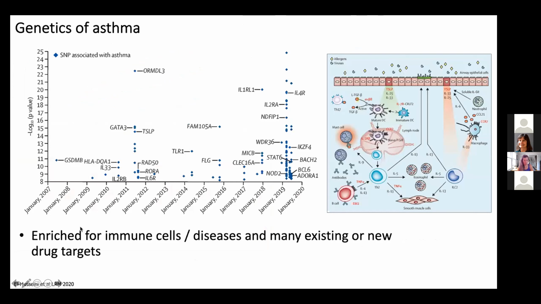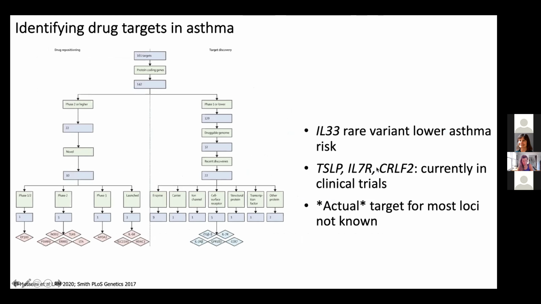The discoveries for asthma were recently reviewed in this Lancet Respiratory Medicine paper. Again, similar, with increasing sample size and good phenotype definitions, you're increasing your discoveries. A lot of these fit into the known paradigms for asthma and immune disease and existing or new drug targets. Some of these include TSLP, IL-7R, and CRLF2, which are actually currently in clinical trials. So this is a great example that we have of genetics being a good support for clinical trials.